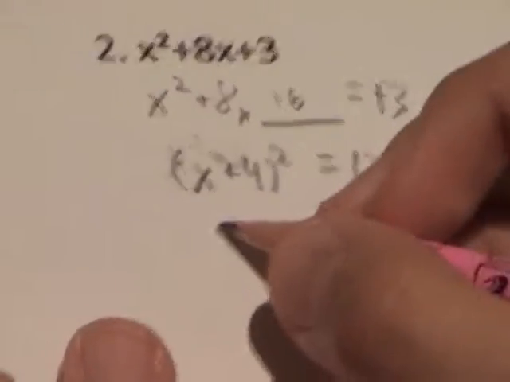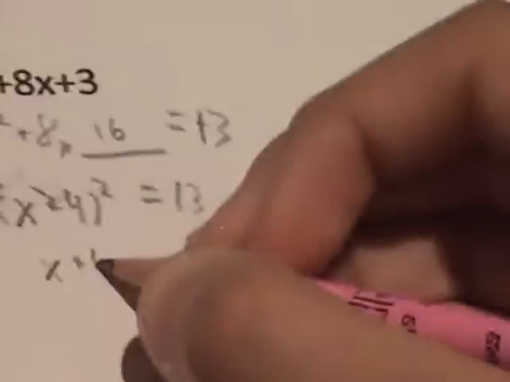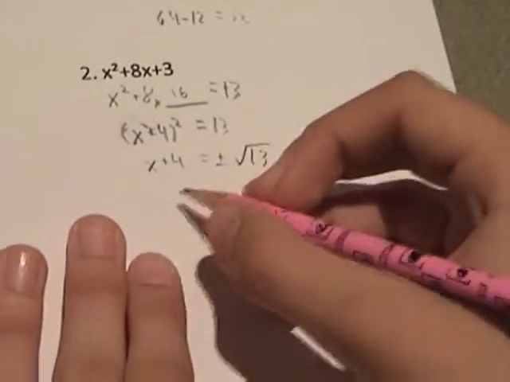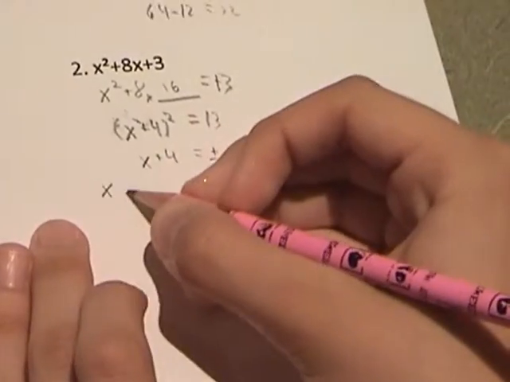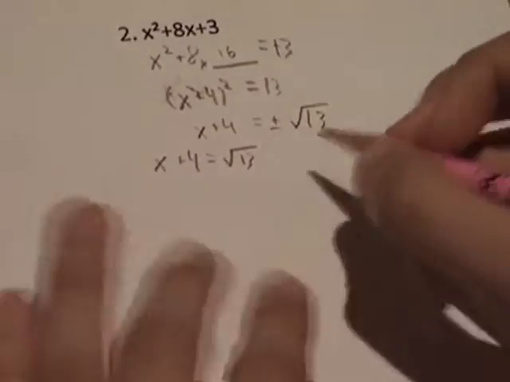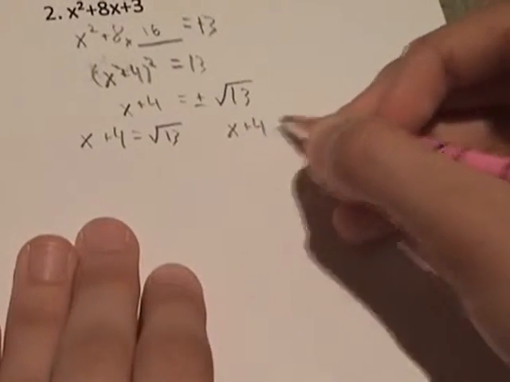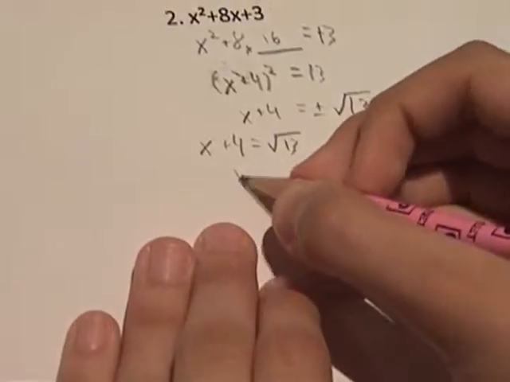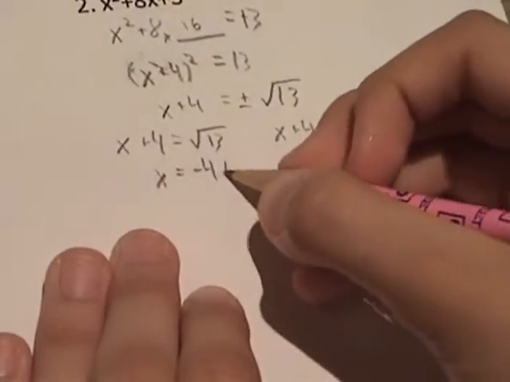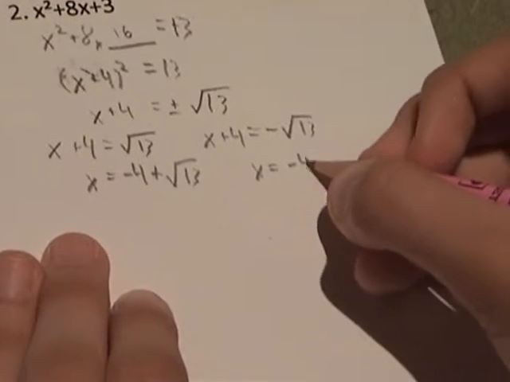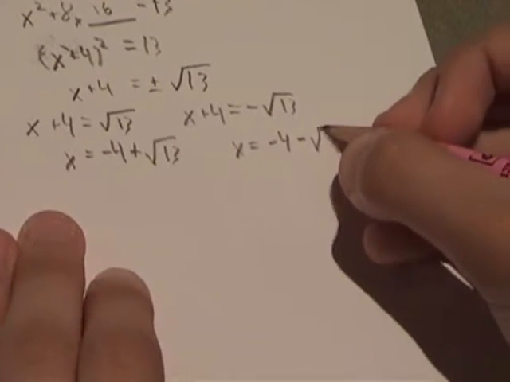Take the square root. X plus 4 equals plus or minus the square root of 13, since 13 is not a square number. Break it into two equations. X plus 4 equals square root of 13, and x plus 4 equals negative square root of 13. So x equals -4 plus the square root of 13, or x equals -4 minus the square root of 13.